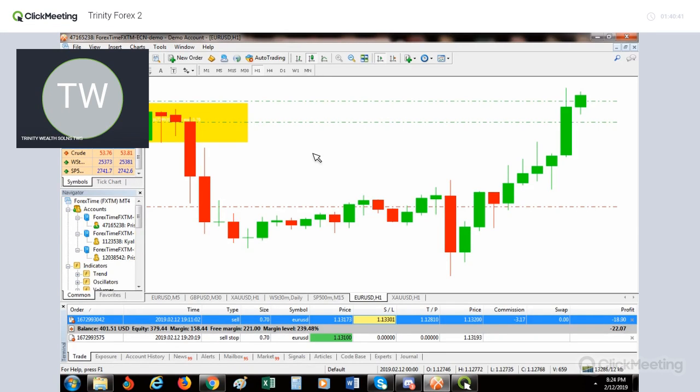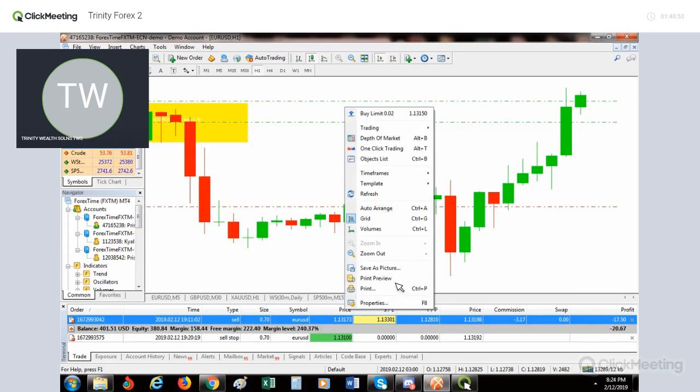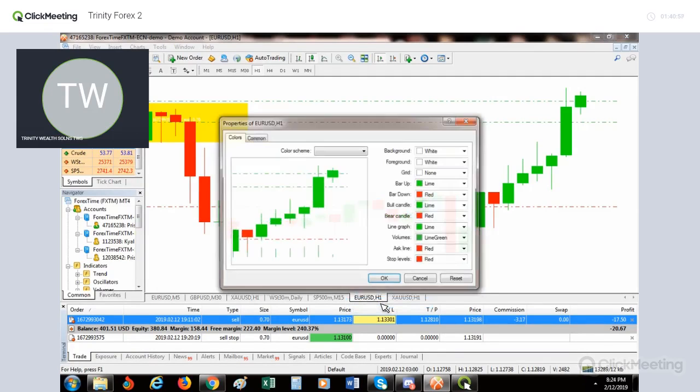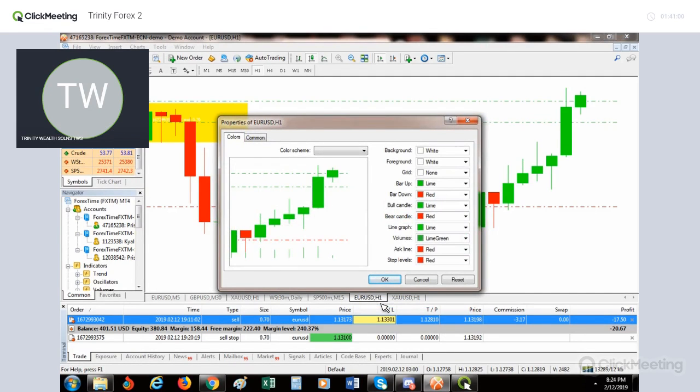Sorry. So we go back to if you want to change how your screen looks. You just place your cursor anywhere on your price chart, you right click, you go down to properties, okay? Then you click on properties.